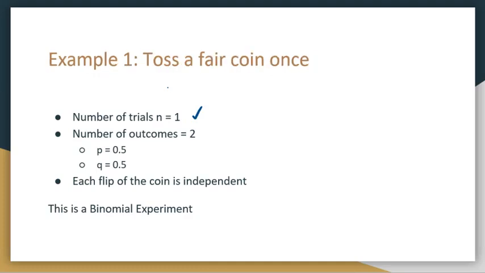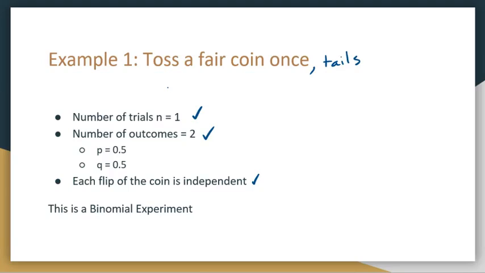Something that you're going to have to be able to identify is what is p, the probability of success, and what is q, the probability of failure. So let's say we're looking for tails. The probability of getting tails is 0.5, the probability of getting heads is 0.5. So only two outcomes, and each flip of the coin is independent, that is true. All right, so this is a binomial experiment.